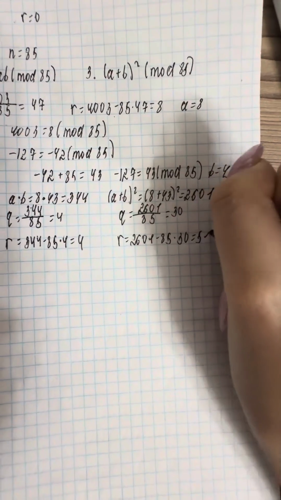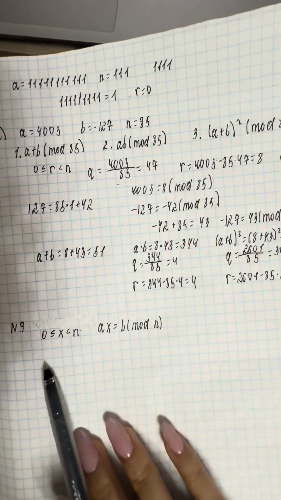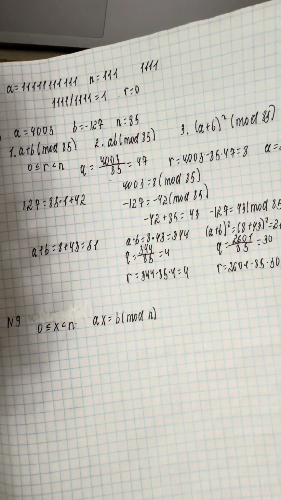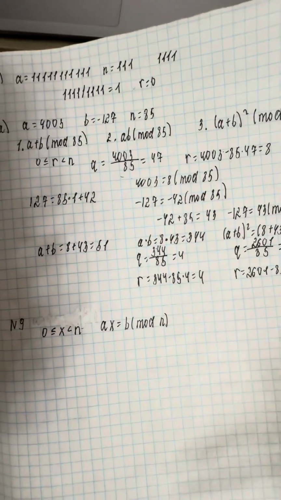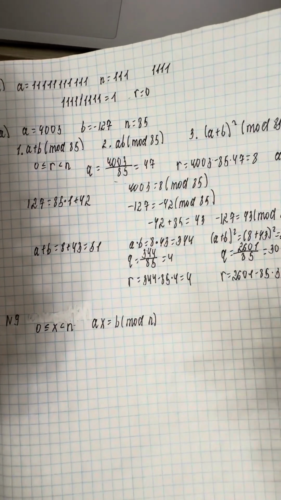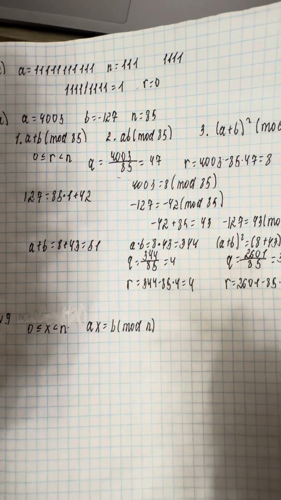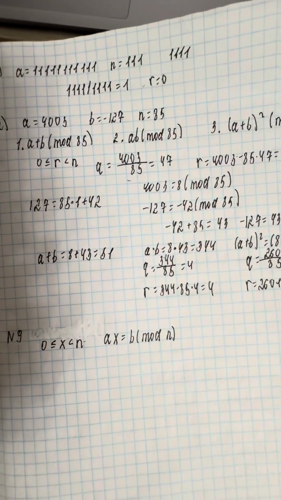Next problem 9, and in this problem we are asked to find all integer x between 0 and n, such that the congruence ax equal to b modulo n holds. It has a solution only if the greatest common divisor of a and n divides b.